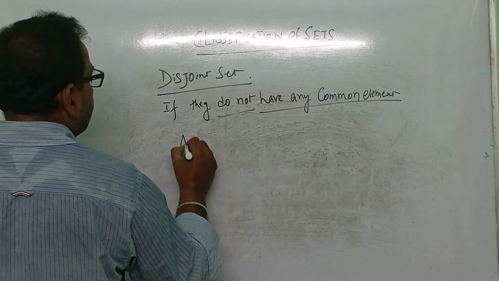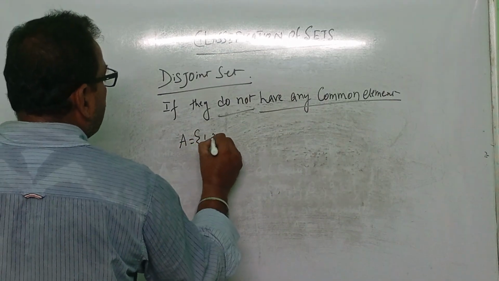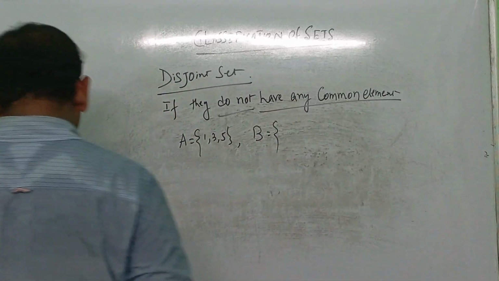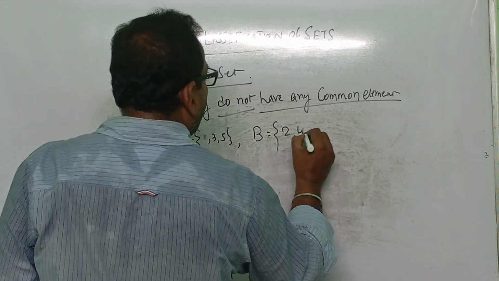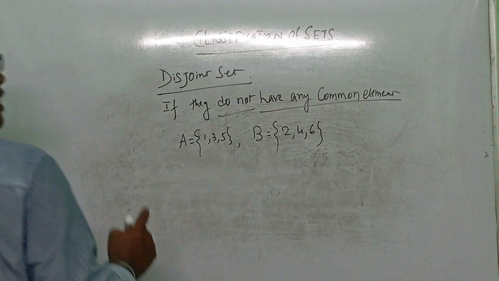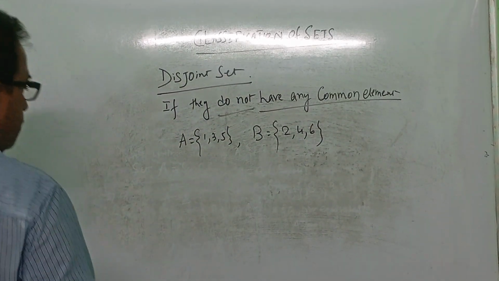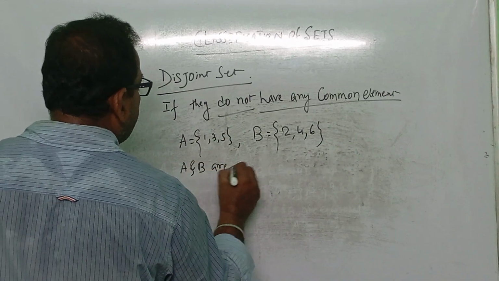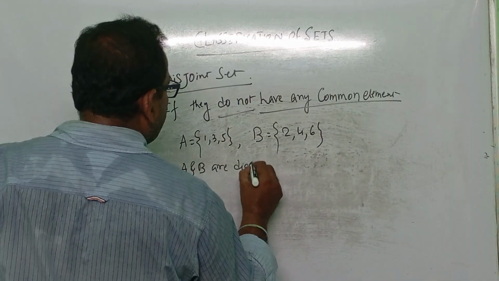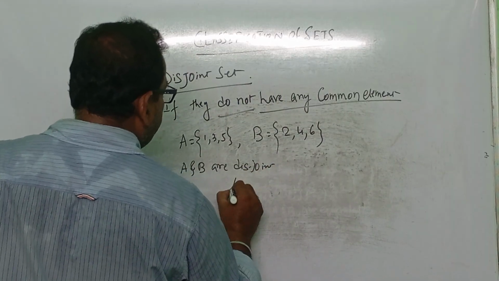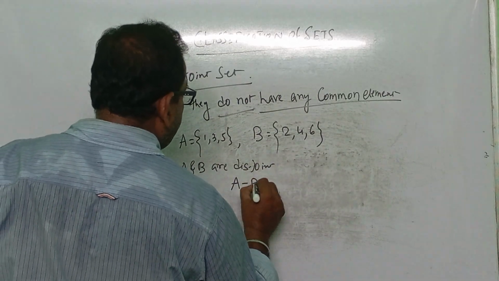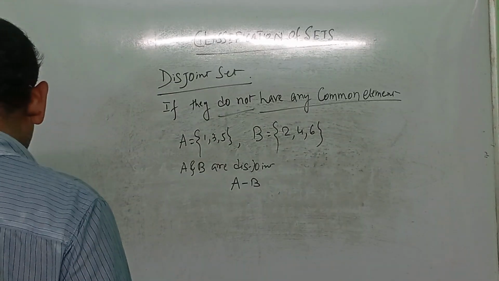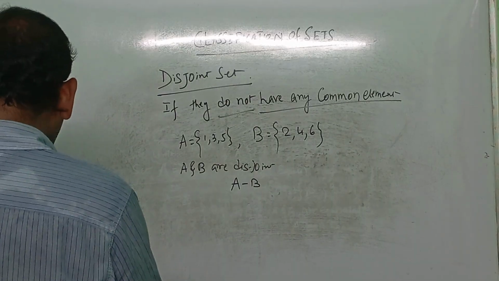Let's say A is the set 1, 3, 5 and B is the set 2, 4, 6. So they do not have any common element. So A and B are disjoint. It is represented as A minus B.